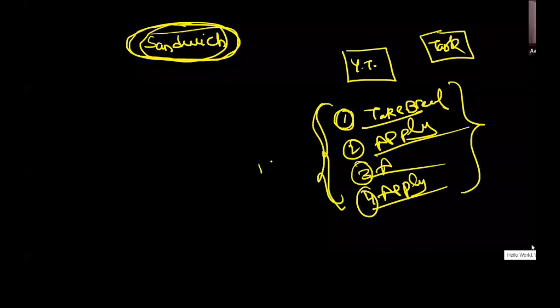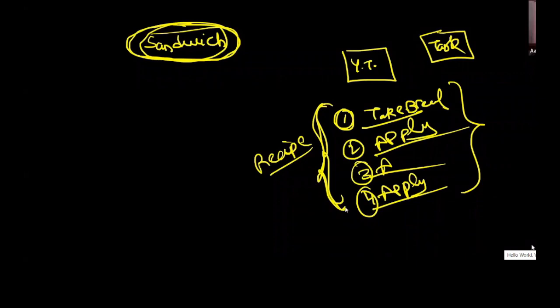This is your recipe, right? The recipe or the instructions or the steps that you use to make a sandwich. So these steps that I followed now, this is my algorithm. This is my way of making a sandwich, right? Take bread, apply butter, apply cucumber, apply tomato. That is my approach of solving the problem of making a sandwich.